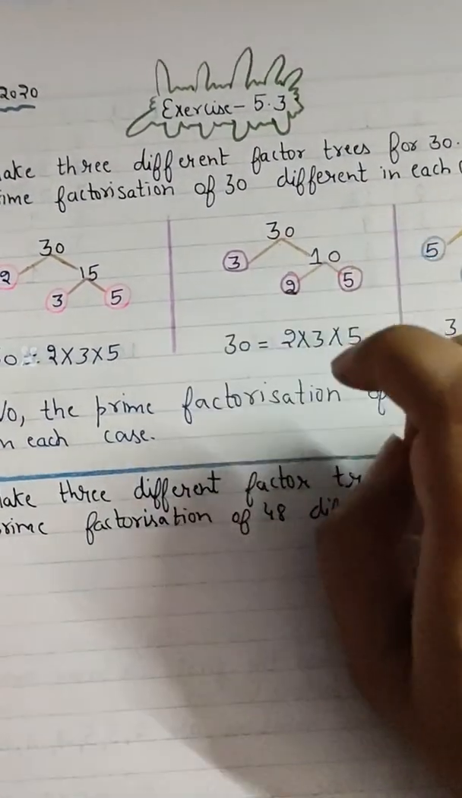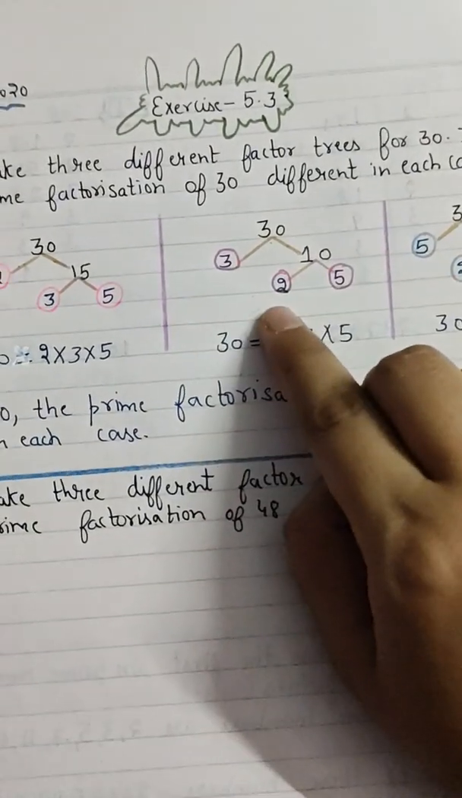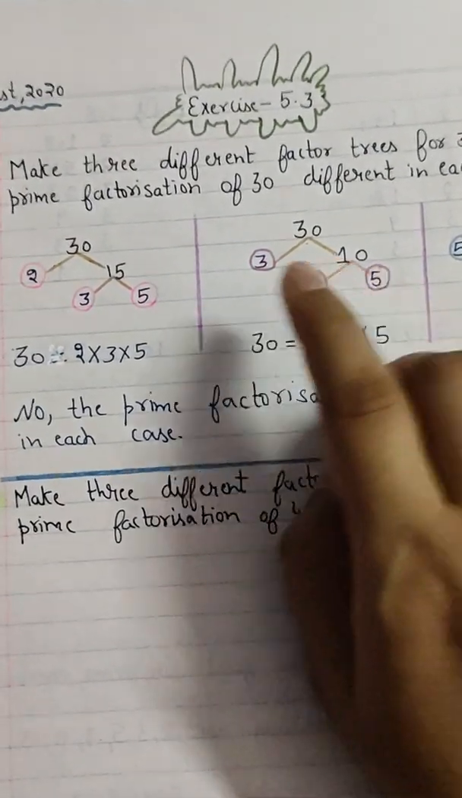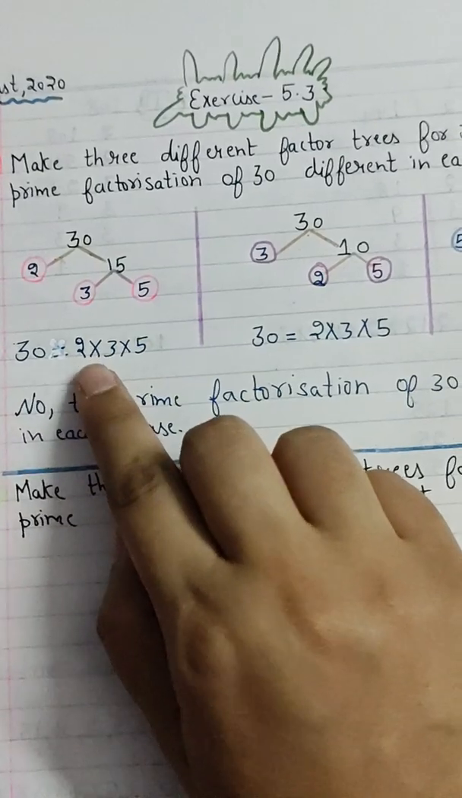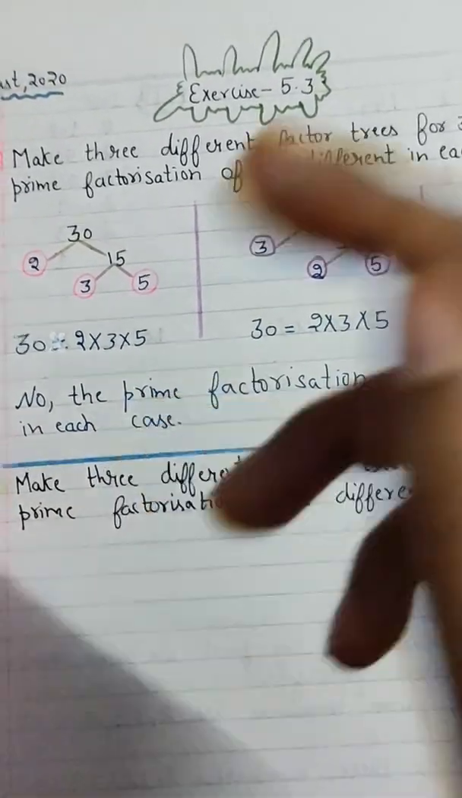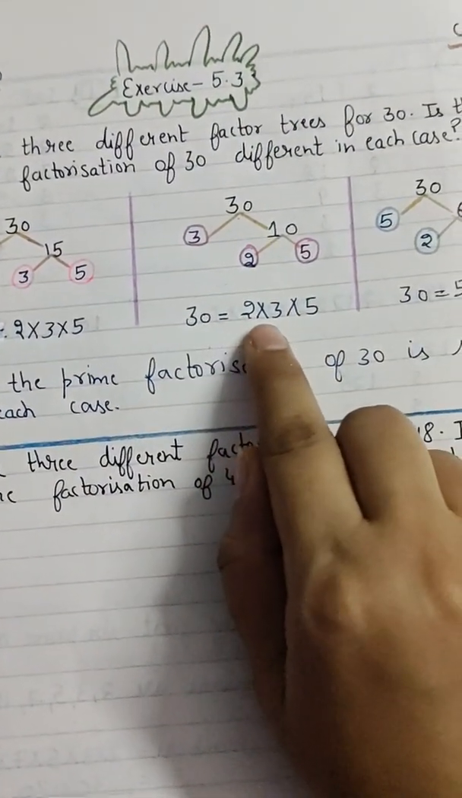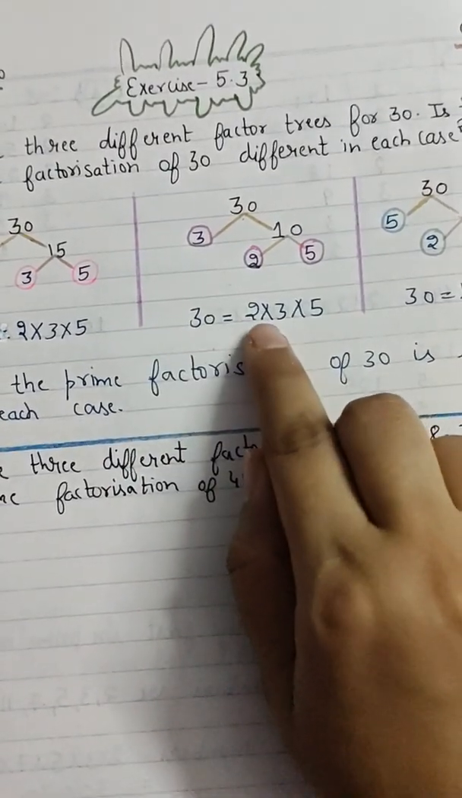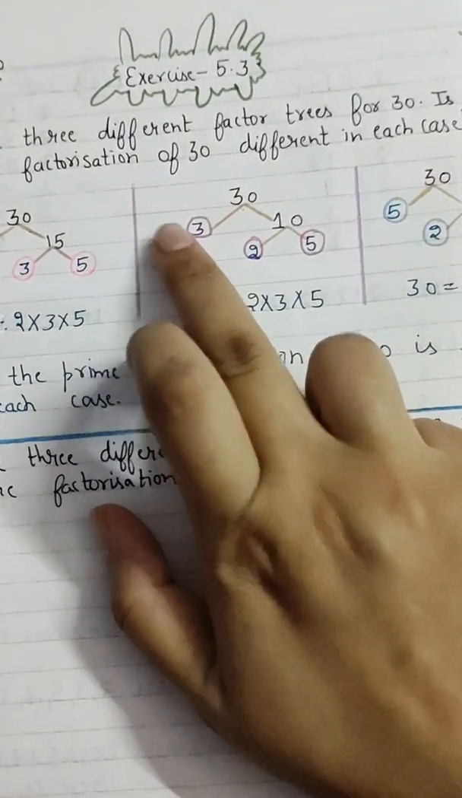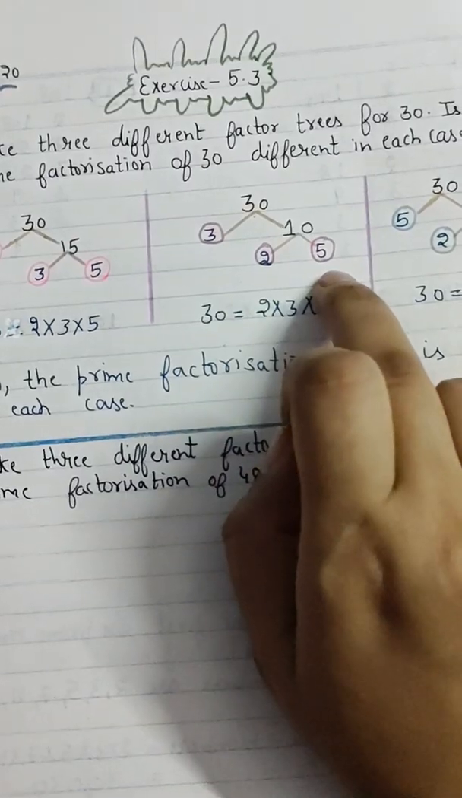Then 10 comes in the table of 2 at 5. So the prime factorization of 30 here is 2 multiplied by 3 multiplied by 5. Again, you can see that the prime factorization of 30 is again 2 multiplied by 3 multiplied by 5. 3 prime numbers, and we have to multiply.